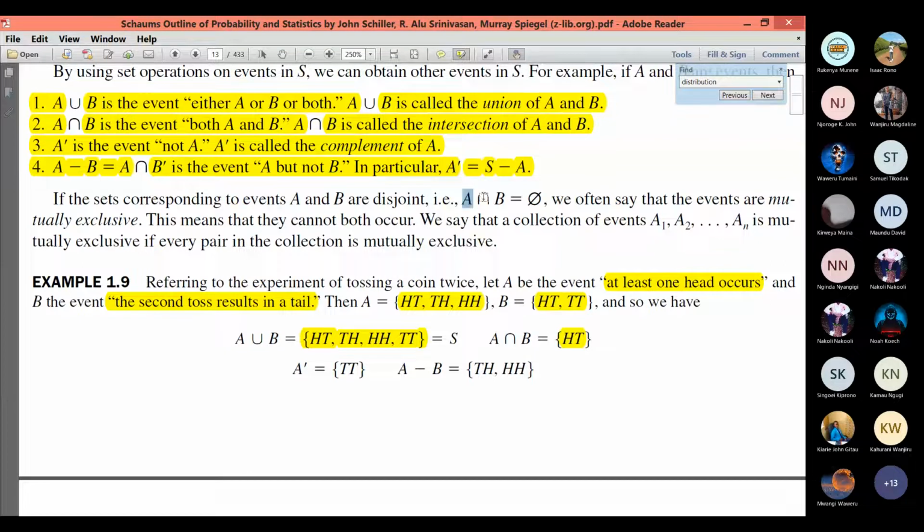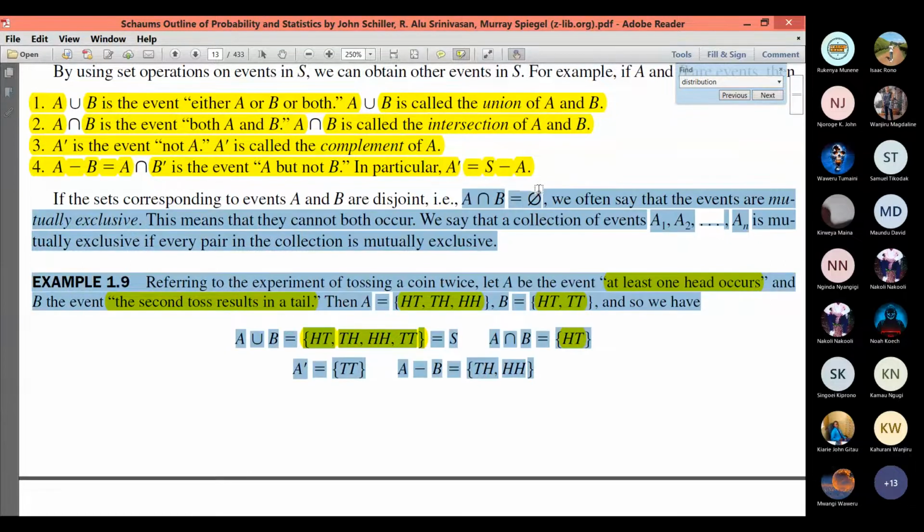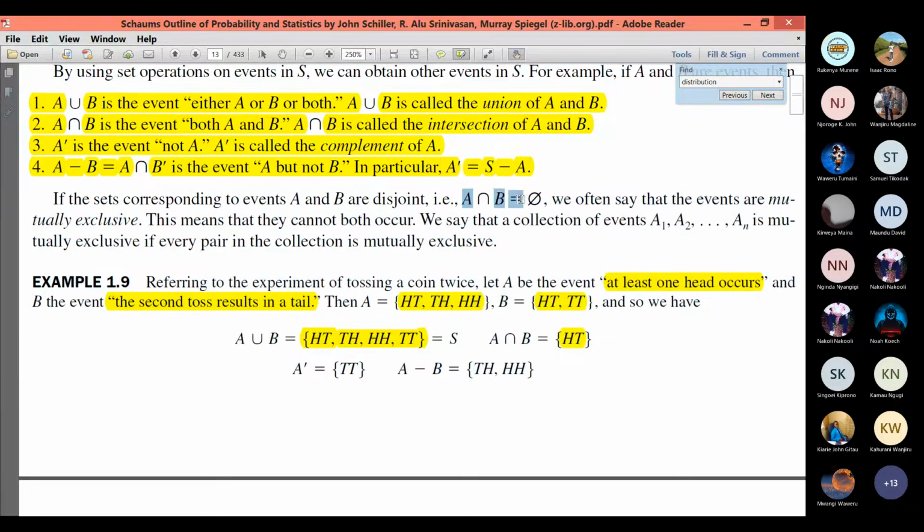Sorry, I overlooked that. Here, where you have null. If there is nothing common, if the intersection of 2 events is empty, it means they don't share anything. So they are disjoint. Disjoint events don't share anything in common. I don't know what would be disjoint for us when we are tossing a coin. Let me see.